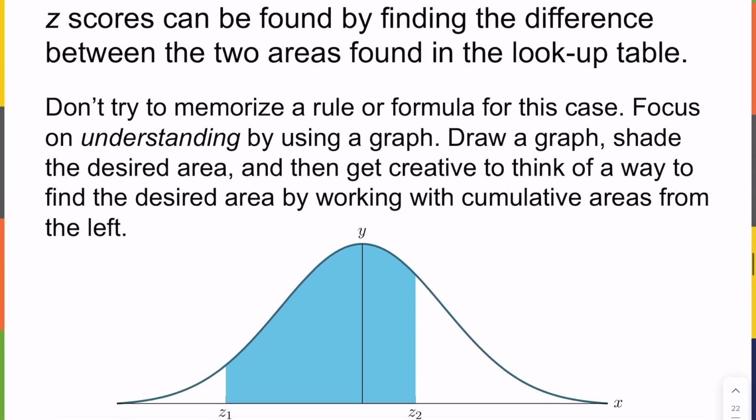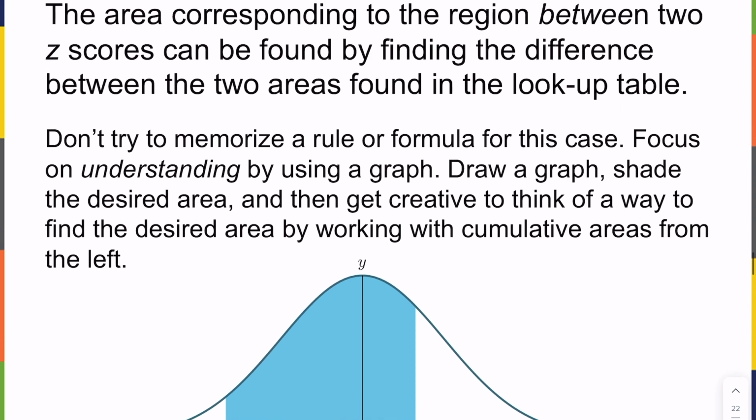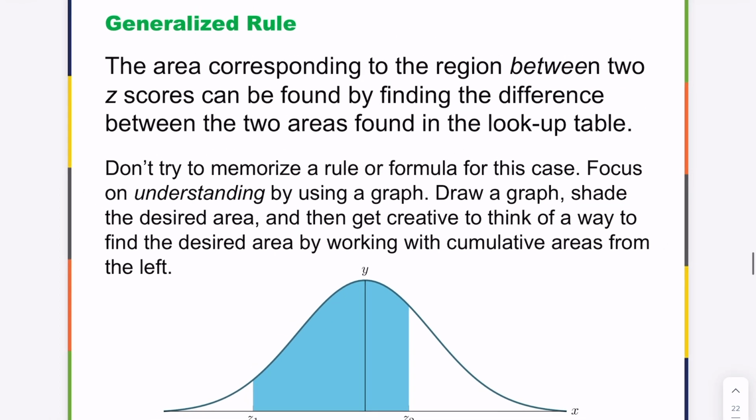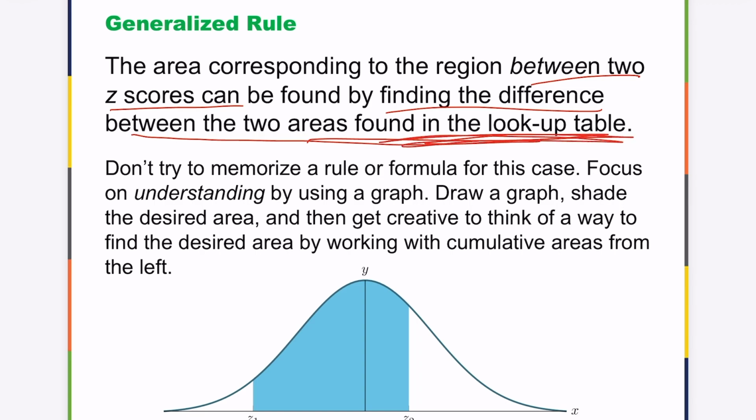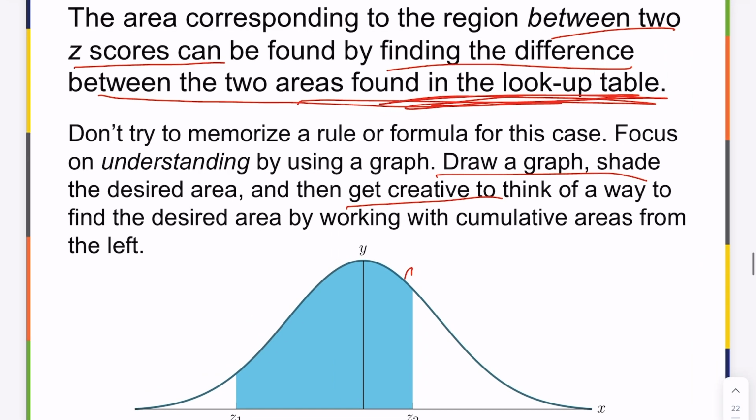So if we wanted a generalized rule for finding the area between the two z-scores, we do that by finding the difference between the two areas found in the lookup table or found on Excel. My advice is to not memorize a formula in this case. Just draw the picture and think creatively about how to approach this area, how to get that area.